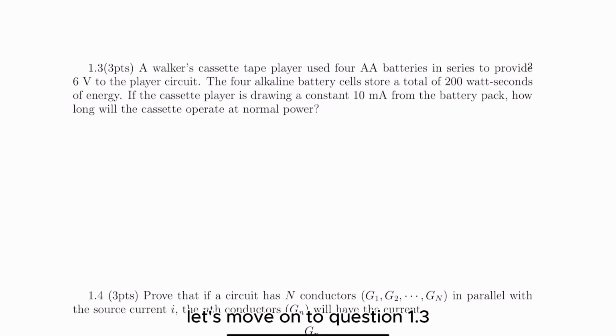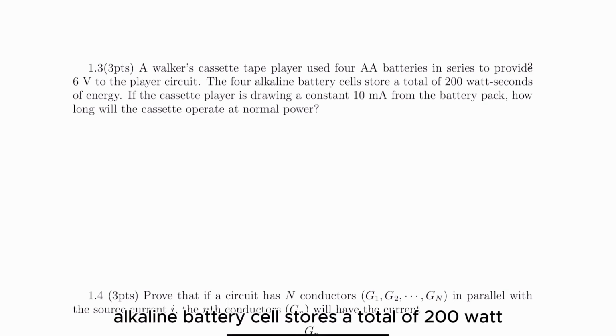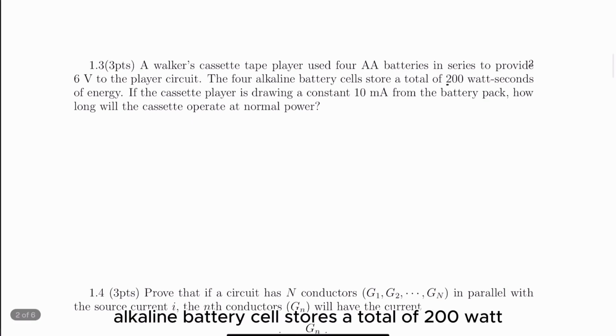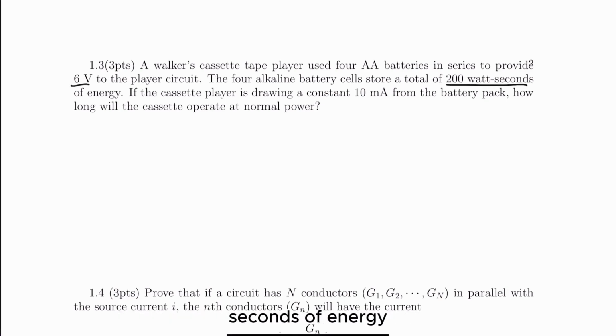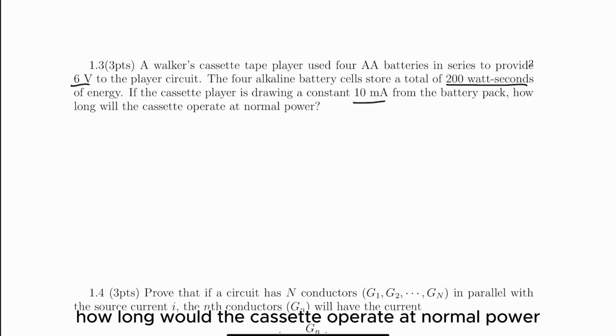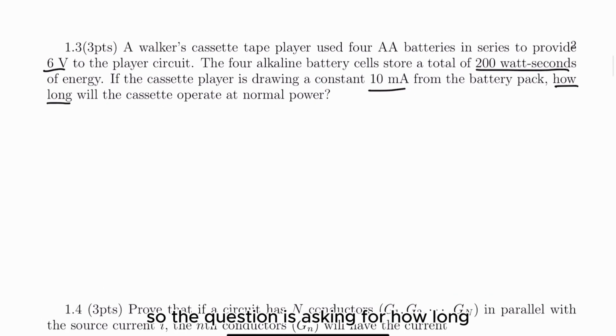Let's move on to question 1.3. A Walkman cassette tape player used 4 AA batteries in series to provide 6 volts to the player's circuit. The 4 alkaline battery cells store a total of 200 watt-seconds of energy. If the cassette player is drawing a constant 10 milliamps from the battery pack, how long would the cassette operate at normal power? So the question is asking for how long, which is asking for the time.